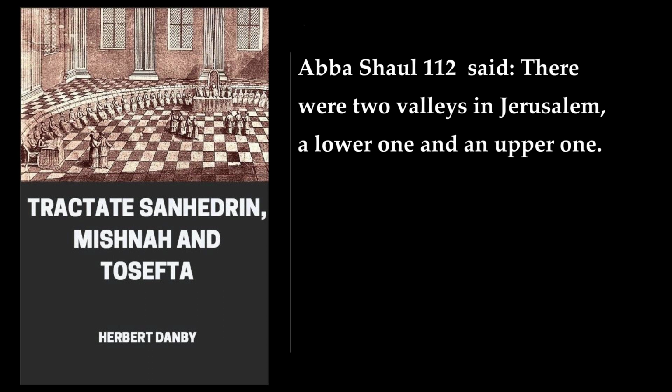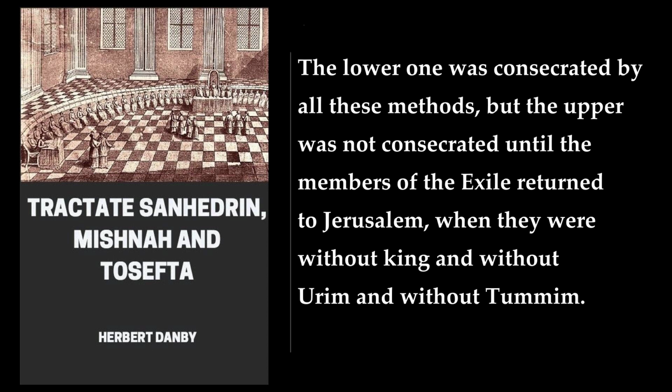Abba Shaul 112 said, there were 2 valleys in Jerusalem, a lower one and an upper one. The lower one was consecrated by all these methods, but the upper was not consecrated until the members of the exile returned to Jerusalem, when they were without king and without Urim and without Thummim.